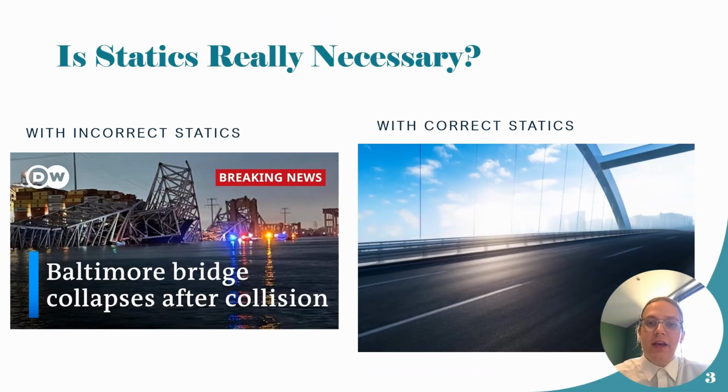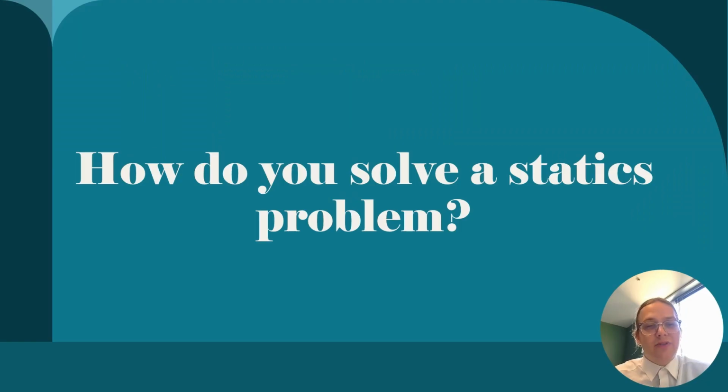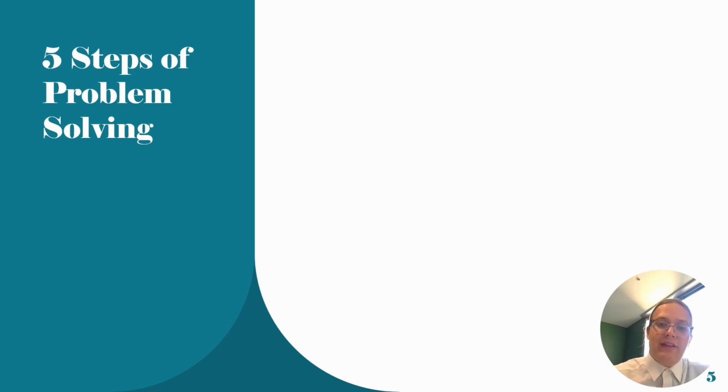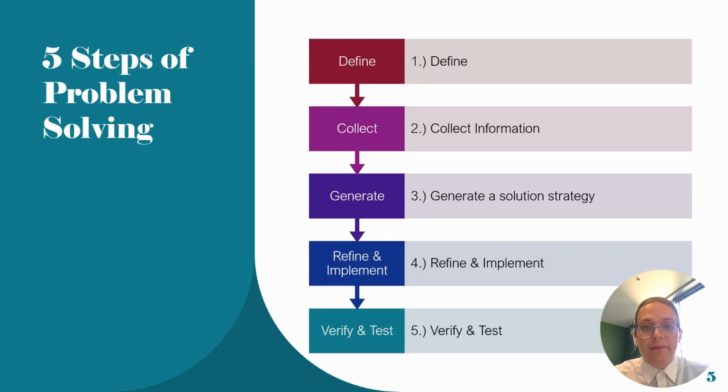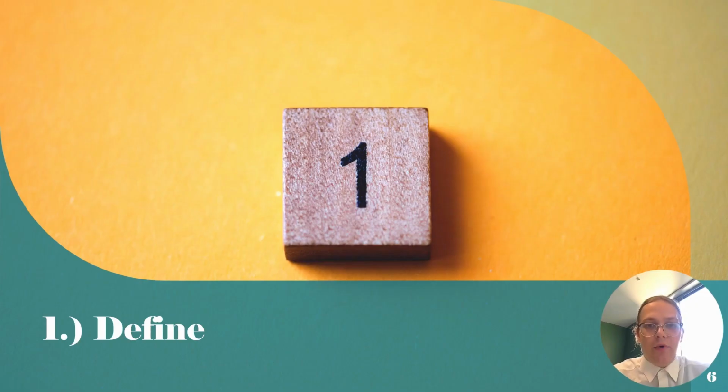And with correct statics, you can properly size structures in order to carry vehicles, pretty much make sure that things don't fall apart. So how do you solve a statics problem? Well, like any other engineering problem, you will apply the 5 steps of problem solving. This includes defining your problem, collecting information about the problem, generating a solution strategy, refining and implementing your solution strategy, and testing your solution.